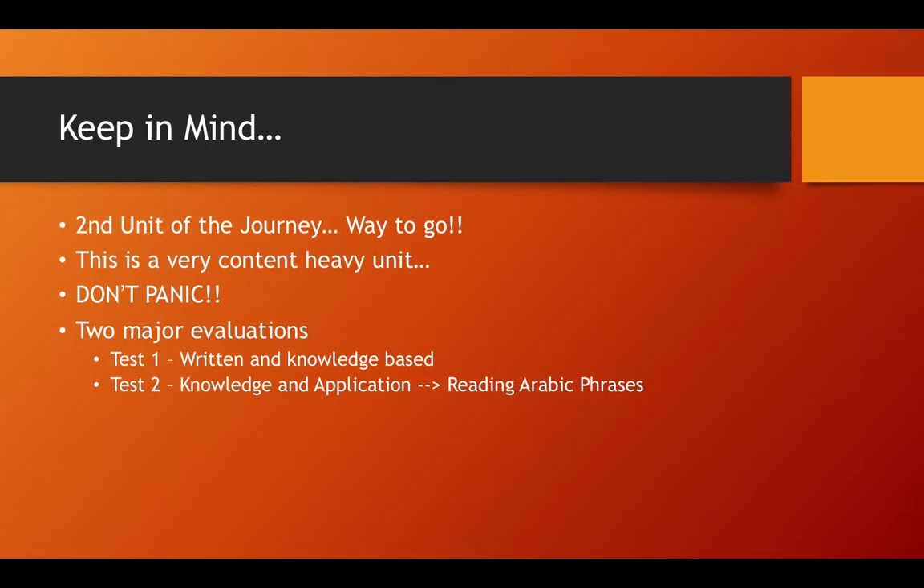So that we don't feel overloaded or worked up. Okay? And the last point: there are two major evaluations for this unit, test 1 and 2. Test 1 is a written test, so it's knowledge-based, and test 2 is also written and oral. So there are two parts to that, knowledge and application. The application part, the oral part, is just reading Arabic phrases from the Quran to see how well you understand it, so that you can read it in real life and continue your journey as a Muslim, inshallah.